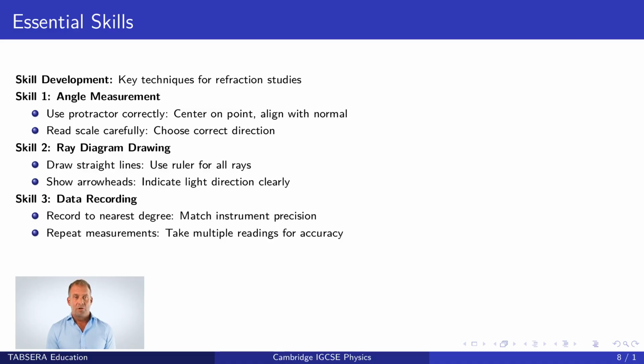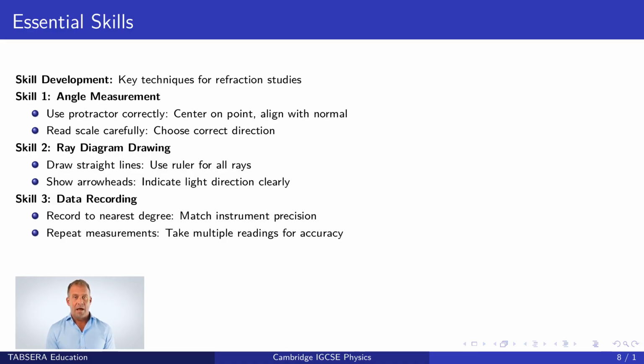Essential skills are crucial for successful refraction investigations. Let's examine 3 key techniques. First, angle measurement using a protractor. Place the protractor center exactly on the point where light hits the surface. Align the baseline with the normal line, not the surface. Read the scale carefully, choosing the correct direction from 0 degrees.